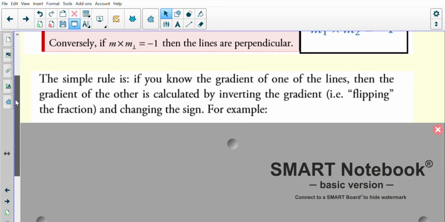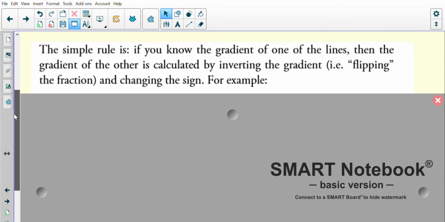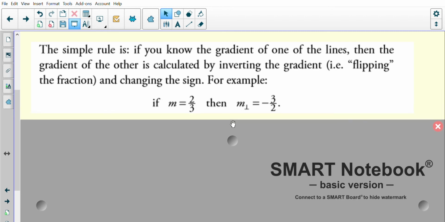So the rule for this then is, if you know the gradient of one of the lines, then the gradient of the other is calculated by inverting the gradient, which means flipping the fraction and changing the sign. So an example of this, if you had one line where its gradient was 2/3, then a perpendicular line to that, a line running at a right angle to that, would be -3/2. You notice you've turned the fraction upside down, so the 3's on the top and the 2's on the bottom, and you've changed the sign, in this case from a positive to a negative.